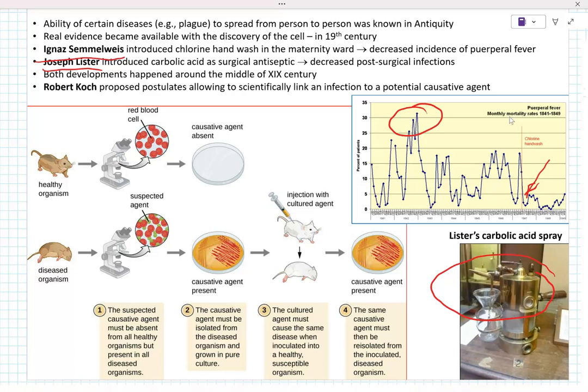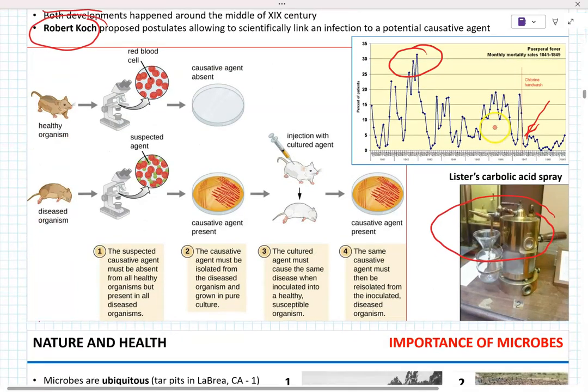But at the end of the day, it was Robert Koch who proposed his famous Koch's postulates, allowing future researchers to establish the connection between a microorganism and the disease that it potentially causes. Koch himself discovered Mycobacterium tuberculosis. He discovered Vibrio cholerae, the bacterium that causes cholera. Something else, I don't remember the third one. Okay? Good?